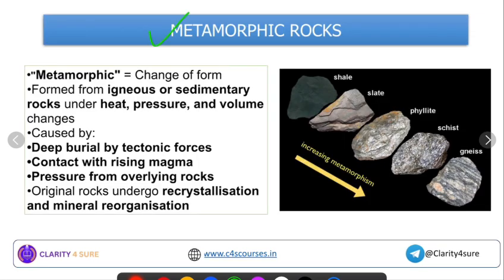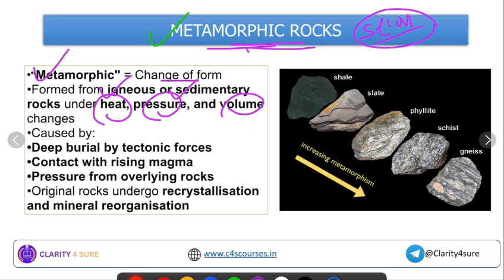Next and the last important rock is called a metamorphic rock. This is again a secondary rock. The sedimentary rocks and metamorphic rocks are called secondary rocks because they are formed after a few changes in the igneous rock only. So metamorphic means change of form. That is, these metamorphic rocks are formed from igneous and sedimentary rocks under heat, pressure, and volume change.